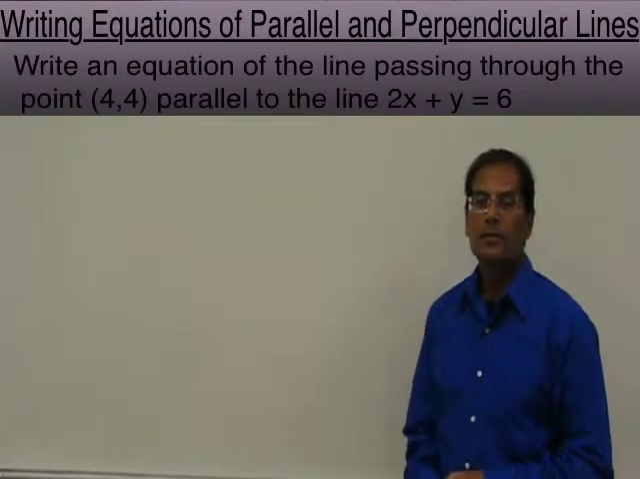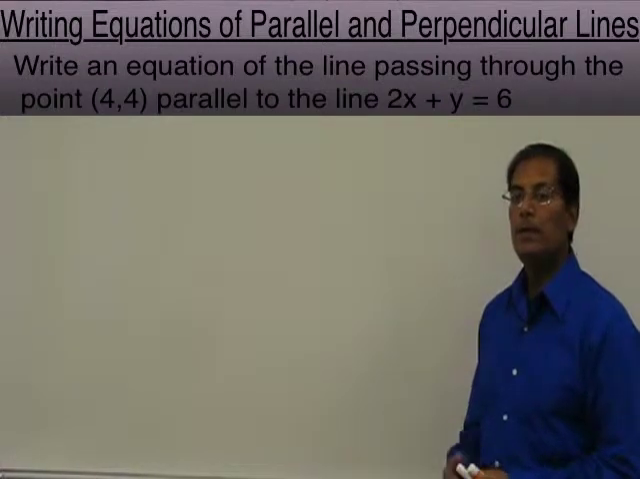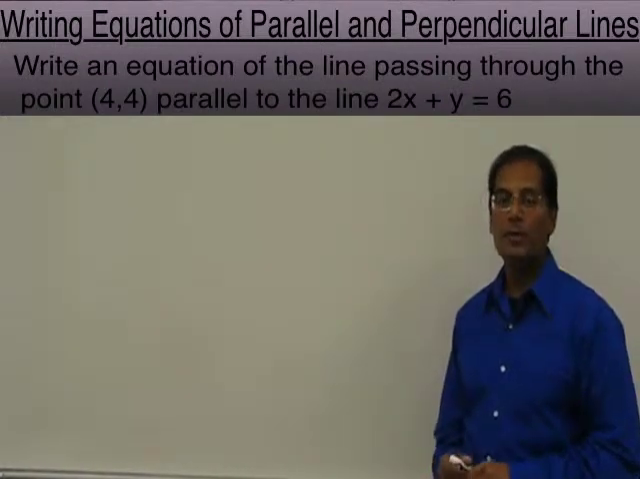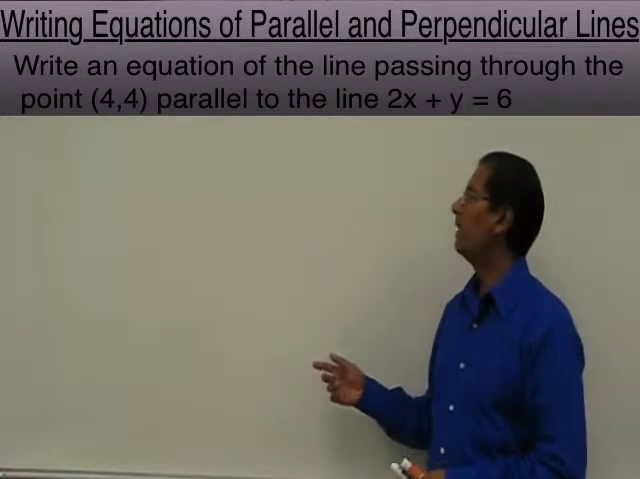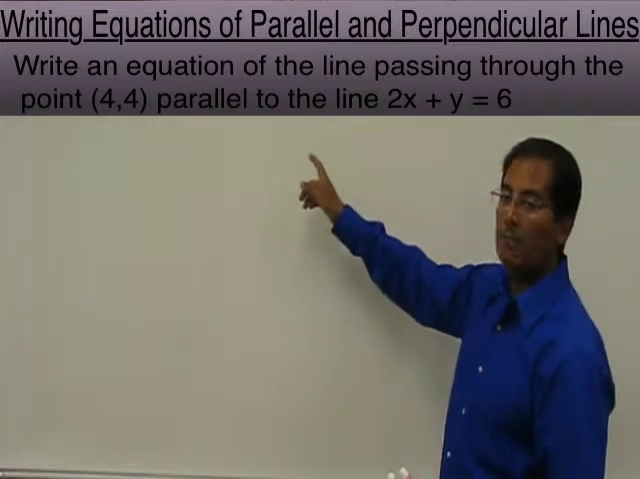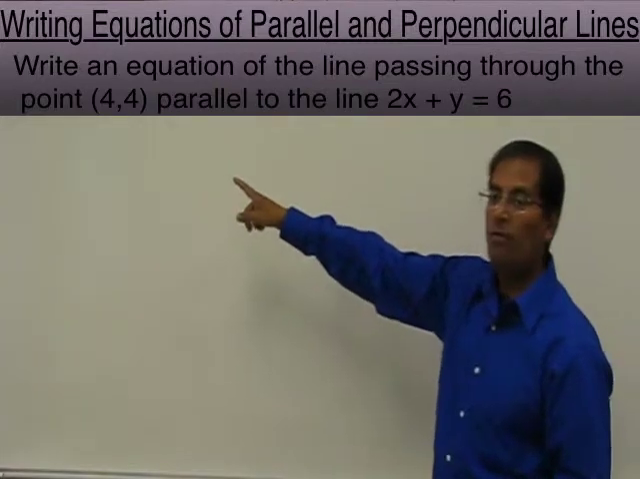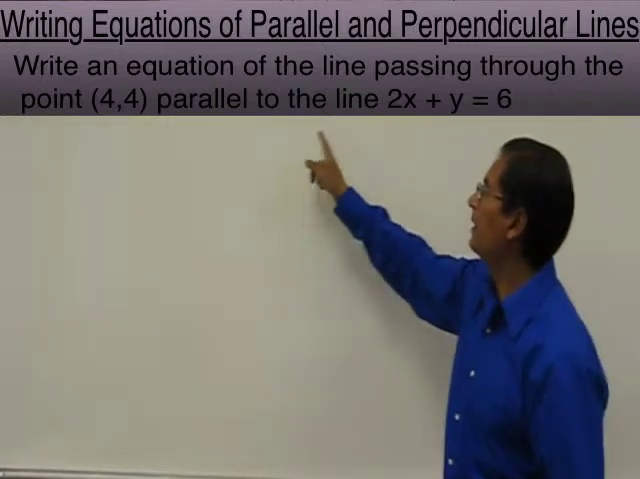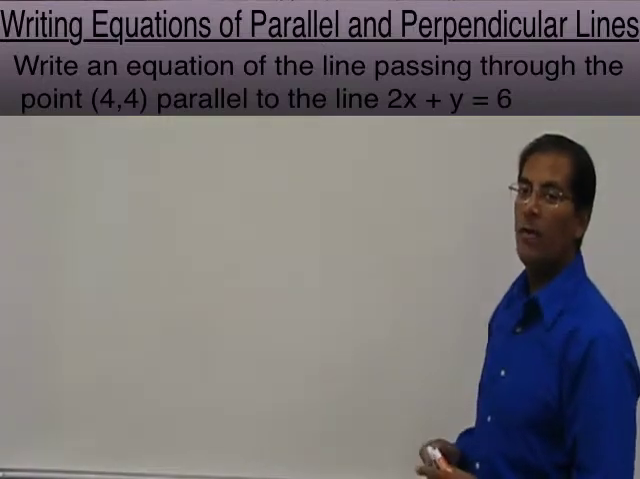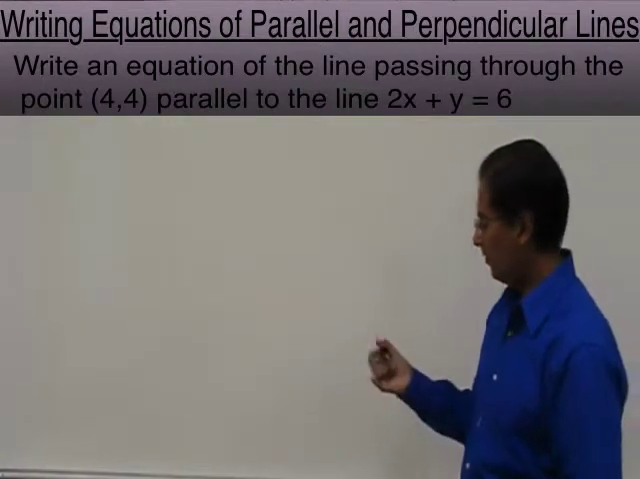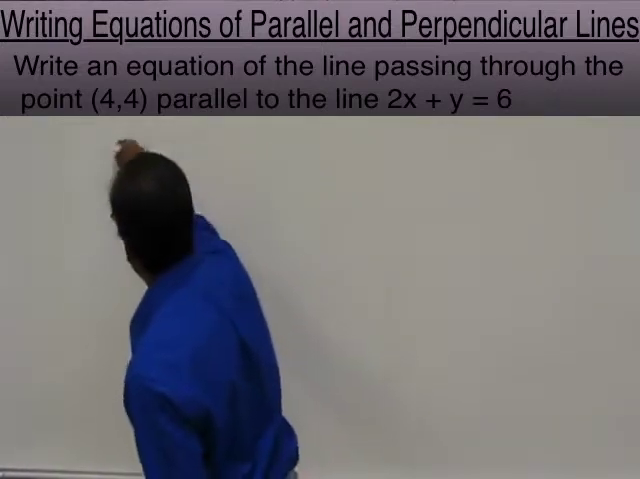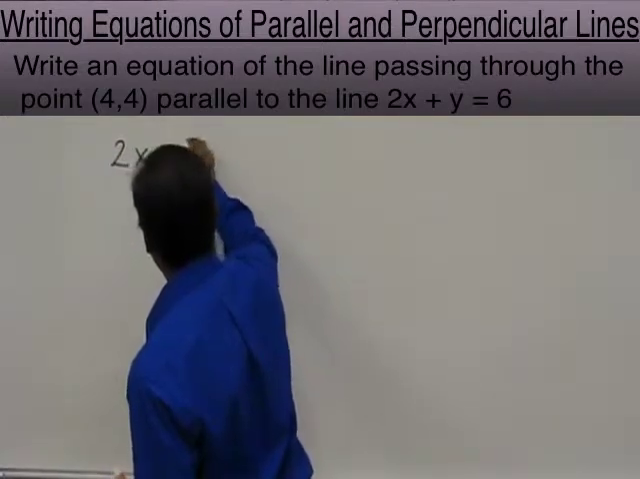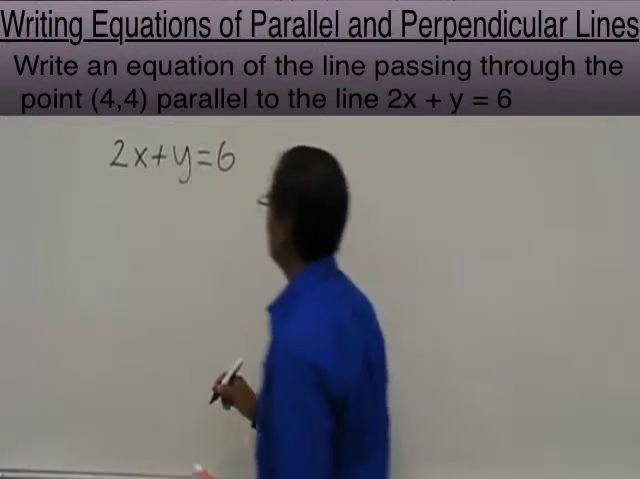Welcome back. Today we're going to look at writing equations of parallel and perpendicular lines. Let's take an example. Write an equation of the line passing through the point (4, 4) parallel to the line 2x + y = 6. So we have a line 2x + y = 6.